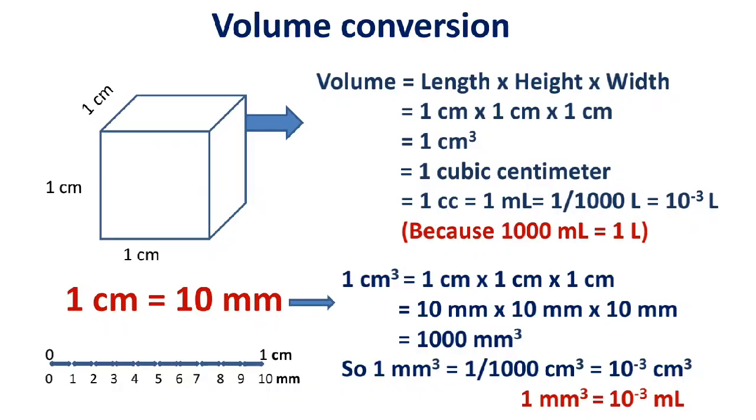Let's imagine a cube having length, height, and width of 1 centimeter. Then its volume will be 1 cubic centimeter, or 1 cc, and we all know 1 cubic centimeter is equal to 1 milliliter, or 1 ml, that's 1/1,000th of a liter. Now 1 centimeter is equal to 10 millimeters, so 1 cubic centimeter is equal to 10 times 10 times 10, which is 1,000 cubic millimeters, that's 1/1,000th of a milliliter.